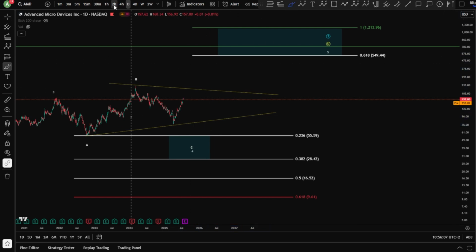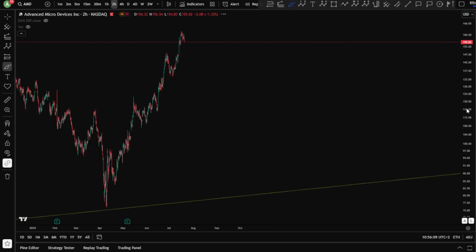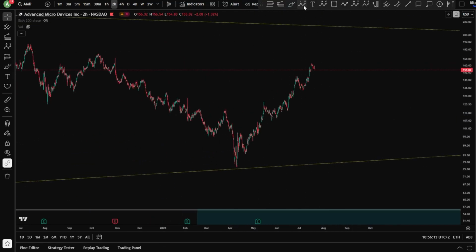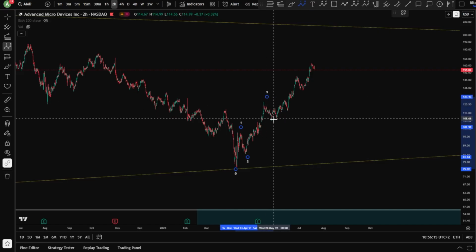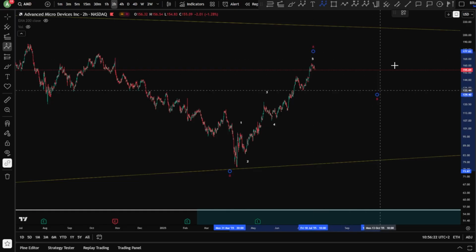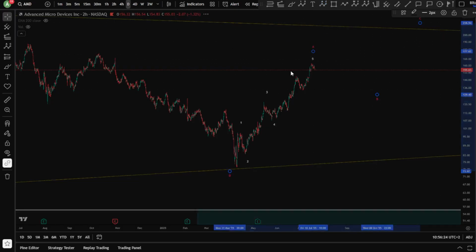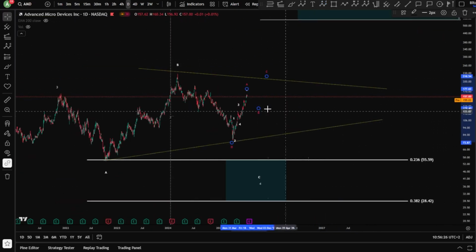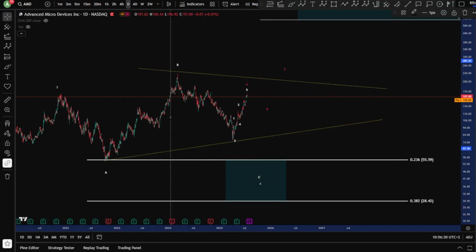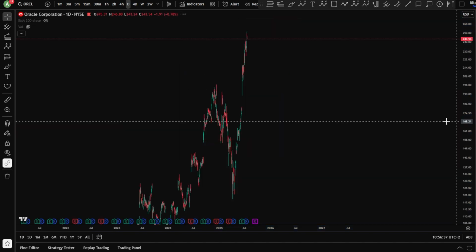Now inside it, of course, on the 2-hour chart, inside this wave D, which might be looking for higher here, you're looking for a 1, 2, 3, 4 and a 5 finished already. Of course, this is your wave A. Don't forget, you still need an A, B, and a C for higher prices here on the daily to finish up a wave D for this triangle. Yep, so that was it for AMD. Let's move to the next one, which is Oracle.